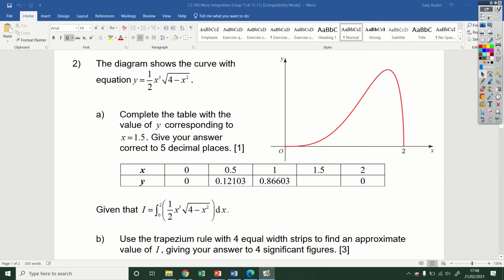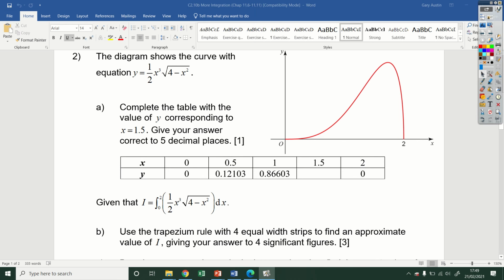Okay, question 2. New function this time, you've got the curve y equals a half x cubed times the square root of 4 minus x squared. So clearly this is going to lead you into a trapezium rule question. You can see that from the table that you've got. You want the y value for x equaling 1.5. That's easy enough for 1 mark.